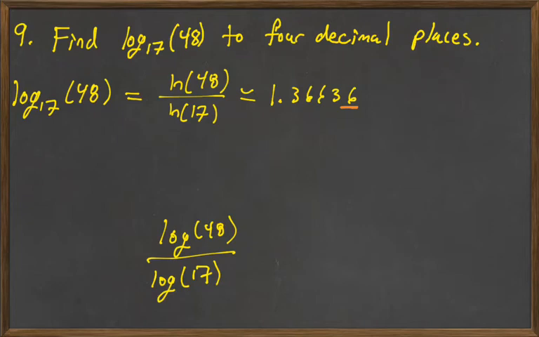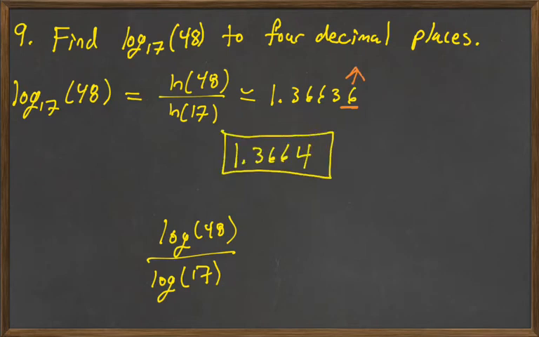I look at the 5th decimal place. If it is 5 or larger, I'm going to round this 3 up to a 4. If this was less than 5, then I would round down and leave that as a 3. So because it's a 6, we're going to round up. And so I say 1.366 and round up to a 4 using that change of base formula. Okay. All right, so that's change of base formula.